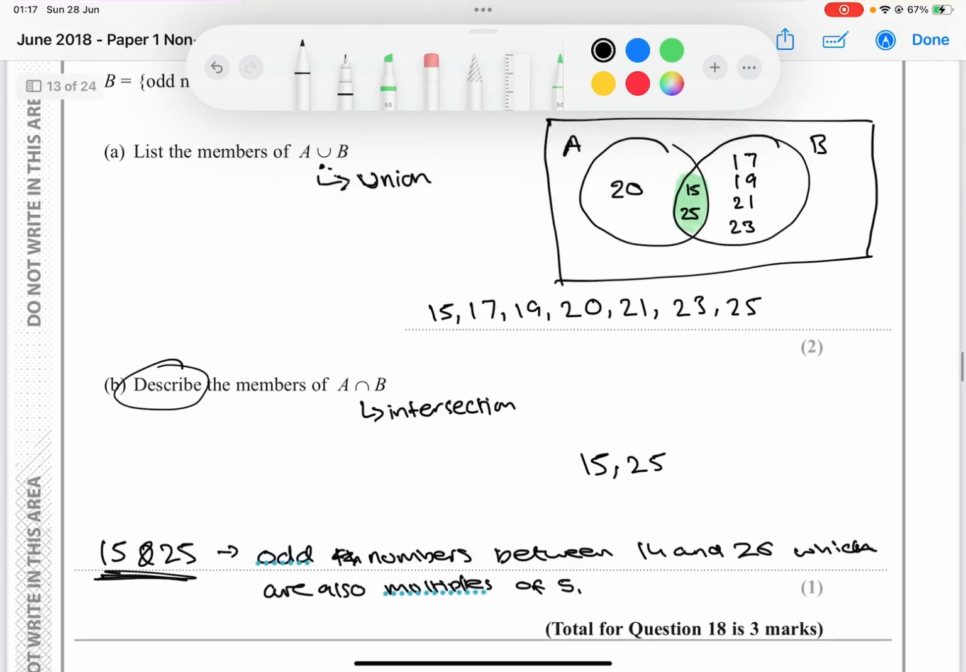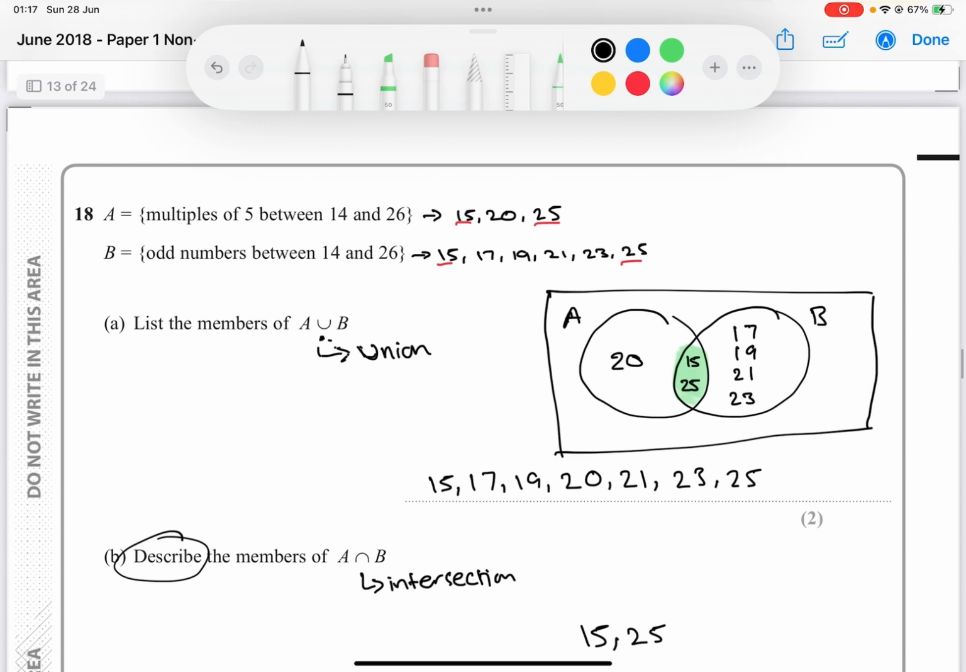Okay, I think drawing the Venn diagram does actually help. Remember, union is all of the events, so event A and B, not probability, events A and B, and the intersection is where they overlap.